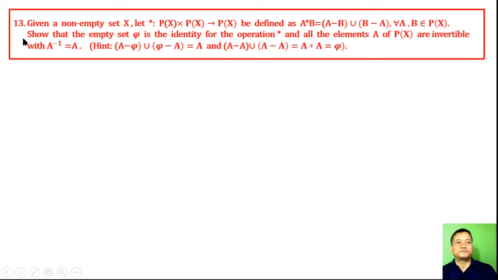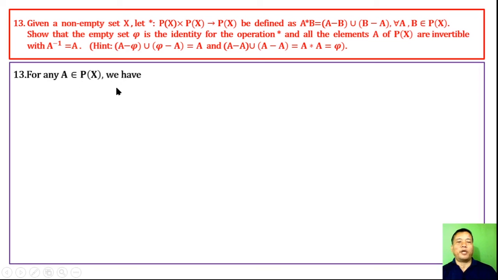Question number 13. Given a non-empty set X, let asterisk from P(X) cross P(X) to P(X) be defined as A asterisk B is the difference A minus B union B minus A, for all A, B belongs to P(X), where P(X) is the power set of the set X. So that the empty set phi is the identity for the operation asterisk and all the elements A of P(X) are invertible with A inverse is A itself. Use this property.